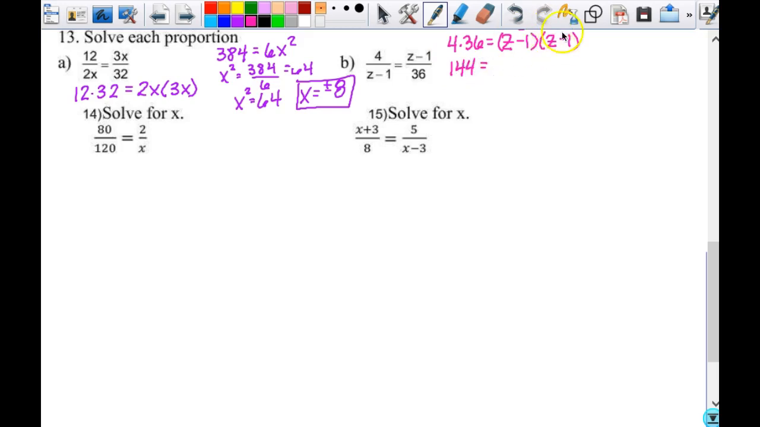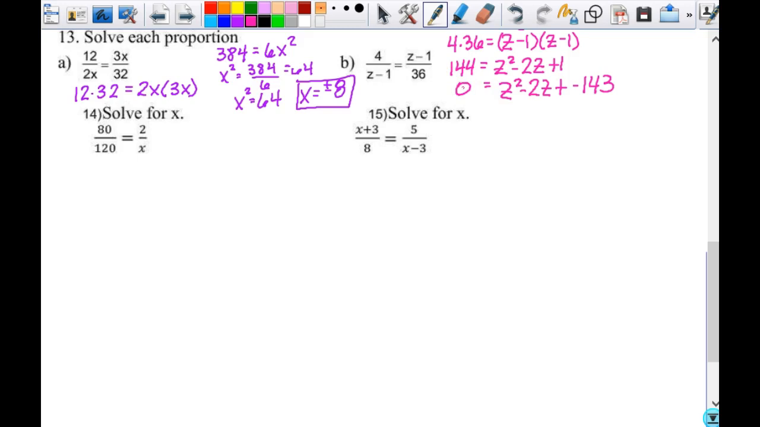And then here, you FOIL this, you distribute it, you do the box, you do whatever it is that you want to call it. But this is going to give me z squared minus 2z plus 1. So now I have a quadratic, so I need to factor it. So I'm going to move this over here, and I get z squared minus 2z plus 1. No, I'm not. I'm going to get minus 143 equals 0.